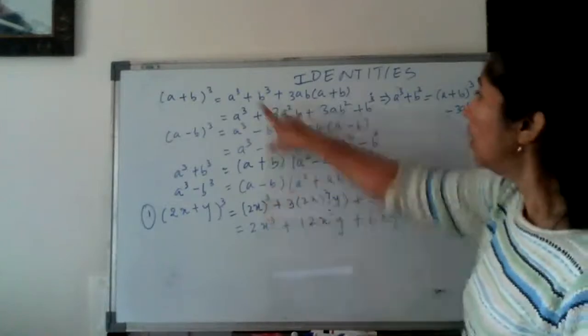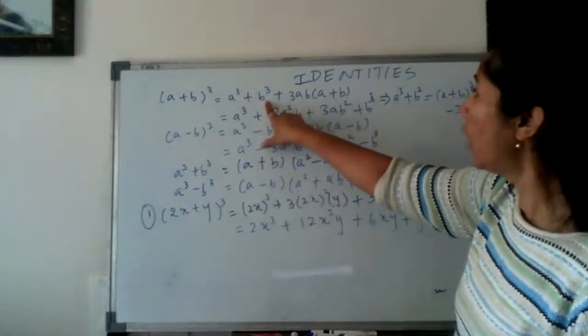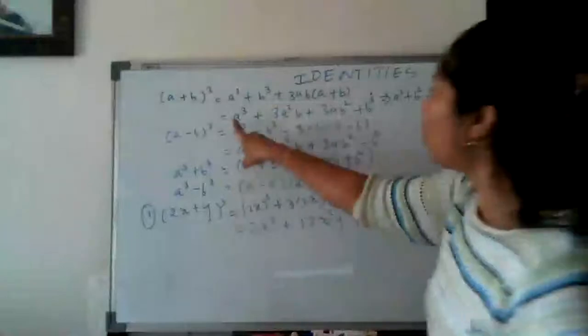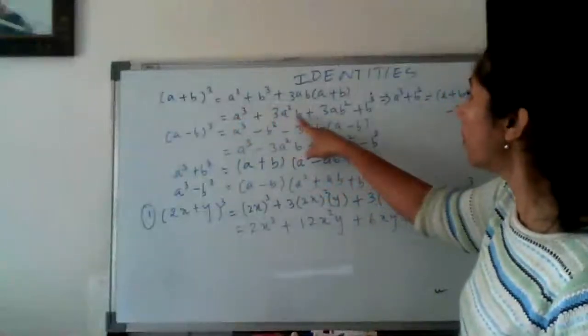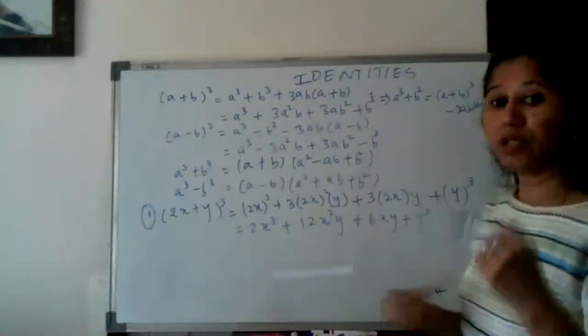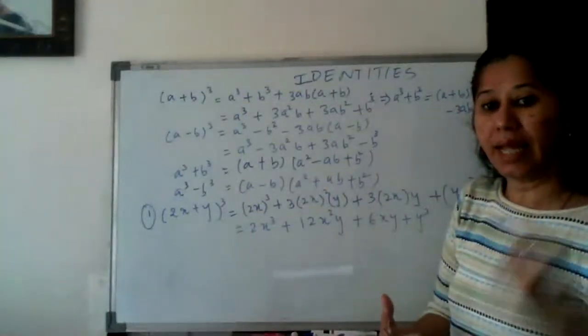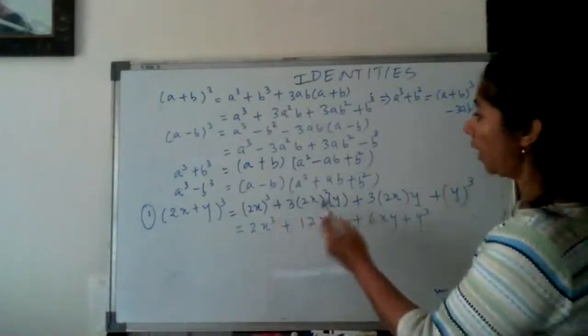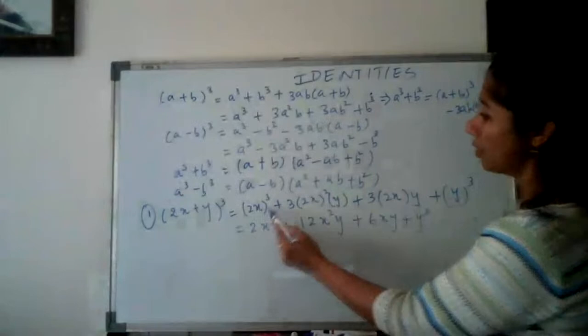What is the formula? It is a cube plus b cube. Okay, I told you it is expansion. Expand. Okay, so what do you have to do? a cube plus 3a square b plus 3ab square plus b cube. Okay, pay a little attention and tell me whether there is any mistake in this or not. Square comes here. So 2x the whole cube.